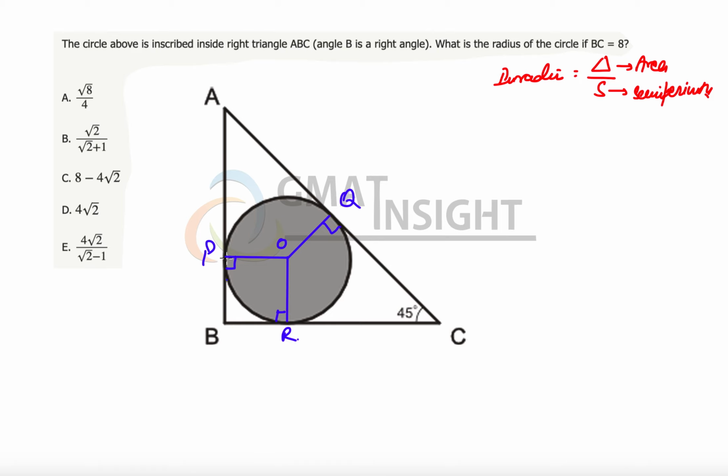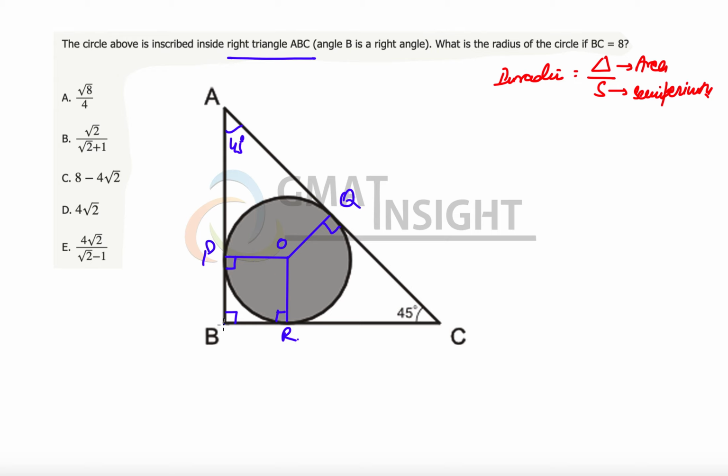Now, if you look at this triangle, we know that it's a right triangle ABC. That means point B is 90 degrees and angle A will also be 45 degrees, because one of the angles is 45 degrees. So it's an isosceles right triangle. Now, we need to find the radius.